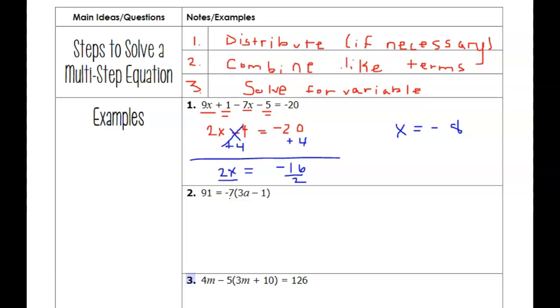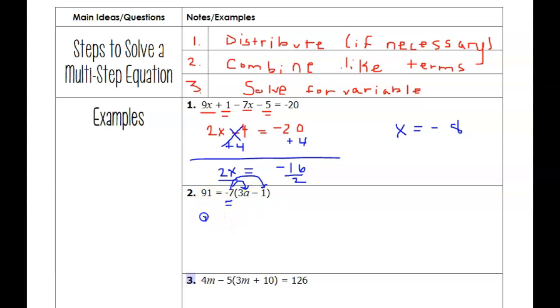Is it necessary to distribute using the distributive property? Yeah, absolutely. E-learners, you're right on target too. Yes. I see this -7 outside of this parentheses. I do have to distribute. So remember, our distributive property is multiplying that to everything. That song and dance Miss Bennett taught you. The -7 has to dance with the 3a, and the -7 has to dance with the -1.